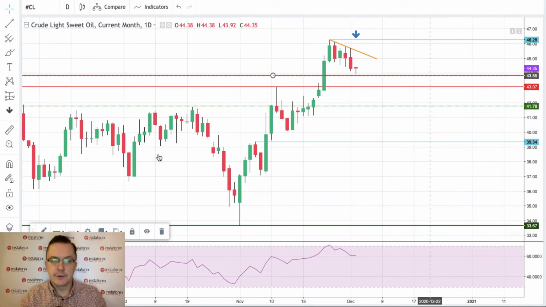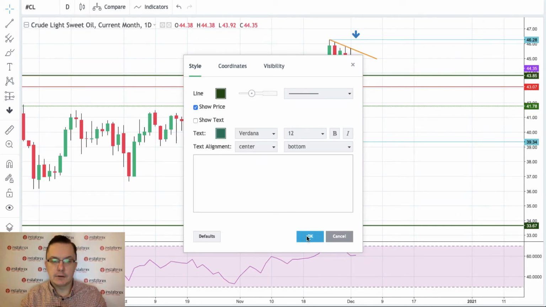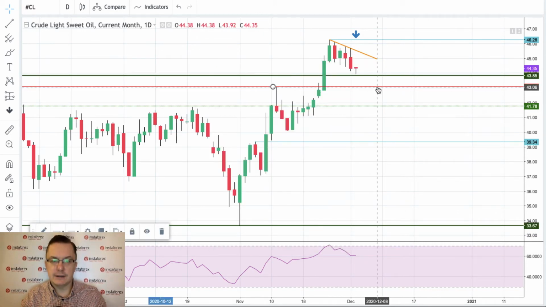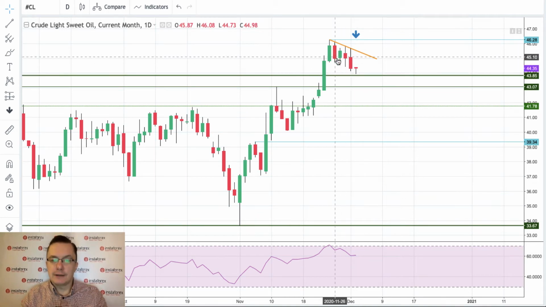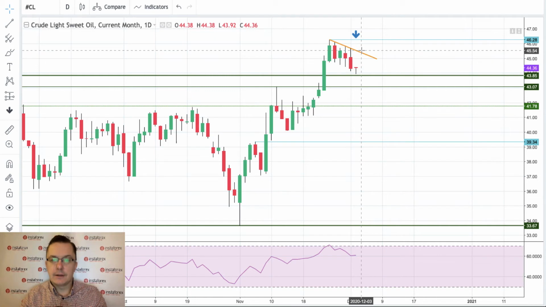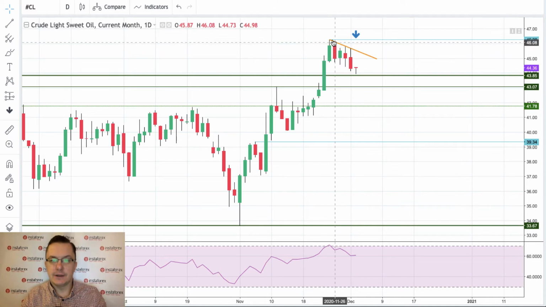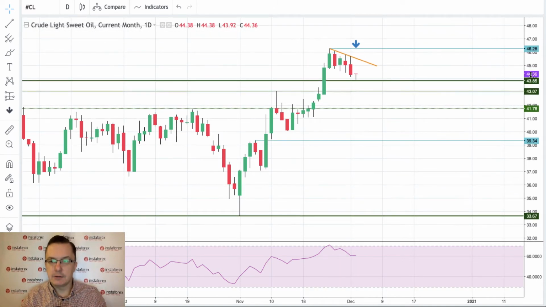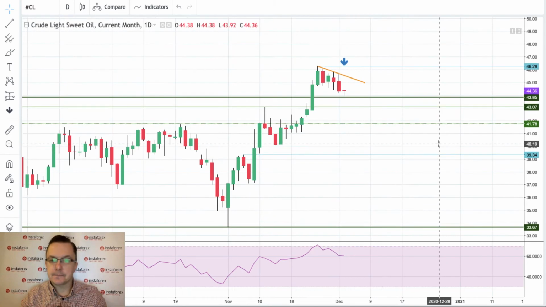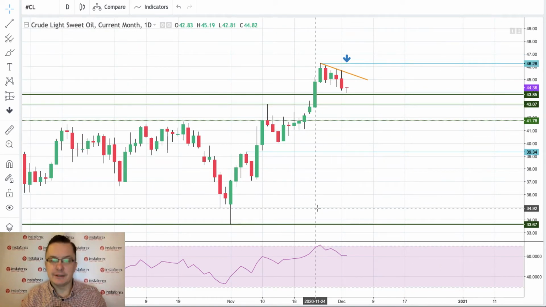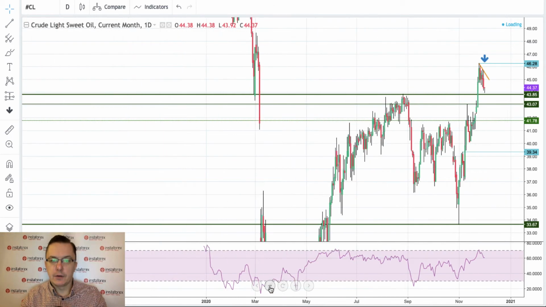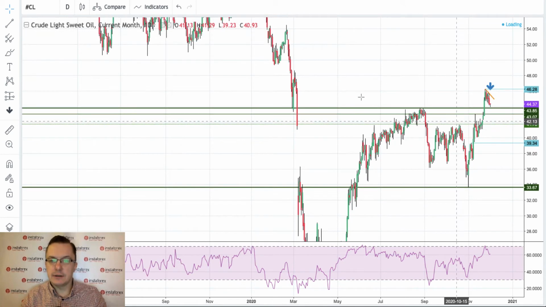So we can change this color to green because it's now support, and we can do this with that one as well. So the support is 43.85, 43.07. Right now we are building pressure to break through this short-term trend line, hit the 46.25 again, and go higher towards the next level. The next level is the obvious one, is $50, but let's just take a look on what is the next, eventually the next technical resistance.